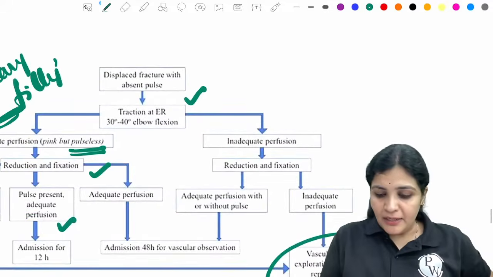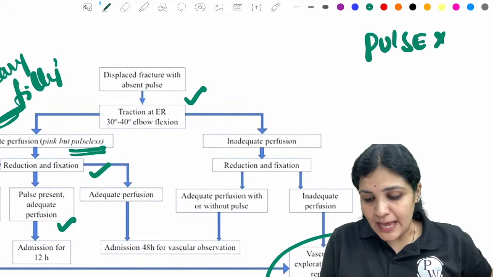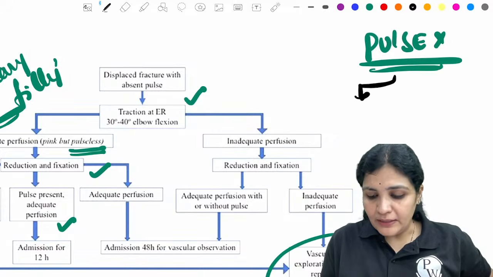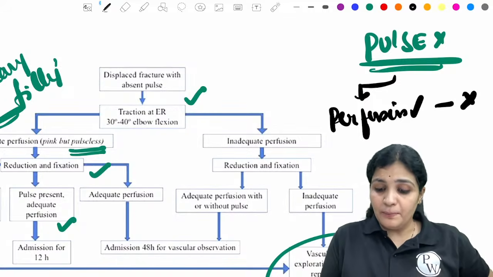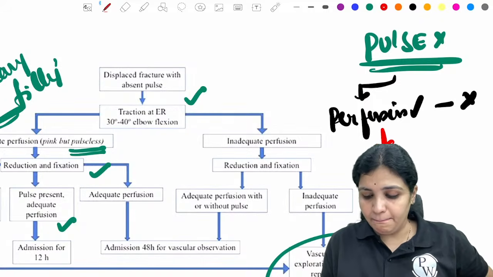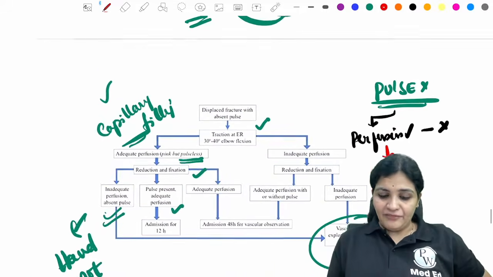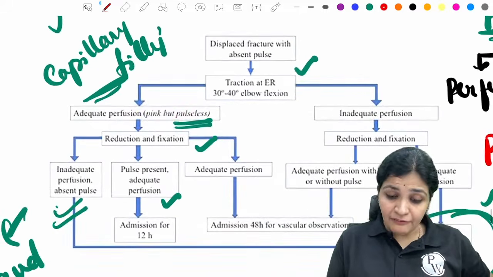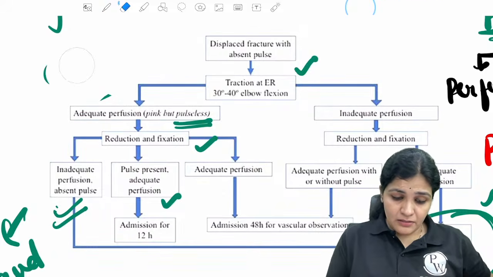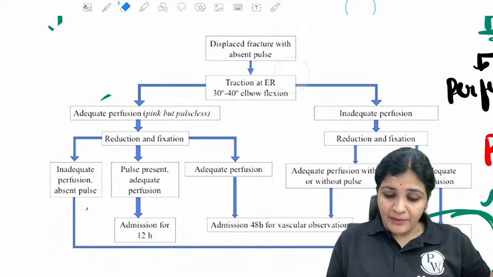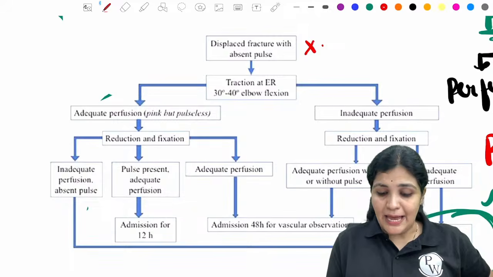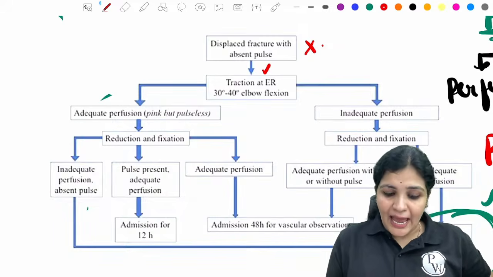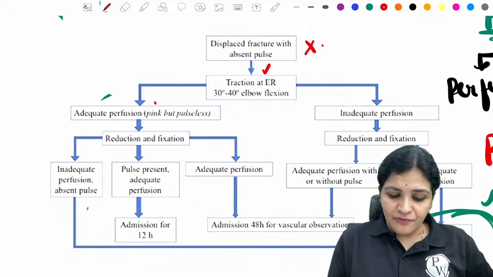So what you have to remember is, if the pulse is absent, then you will depend on whether the perfusion is present or absent. How will you know whether the perfusion is present or not? Depending upon the pink color of the hand. If the hand is pink, forget all this. Just follow this. So now I'm telling you, there is no pulse. First of all, the pulse is absent. But still you give traction and reduce it with elbow flexion. And then you will check.